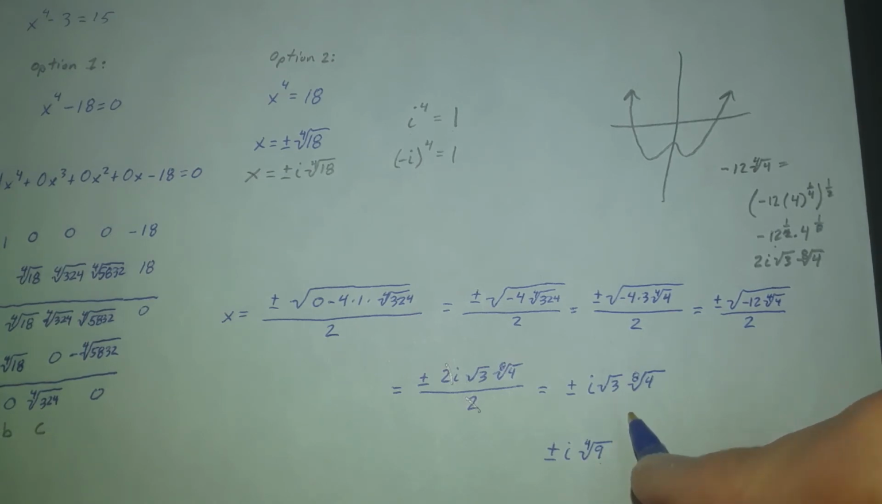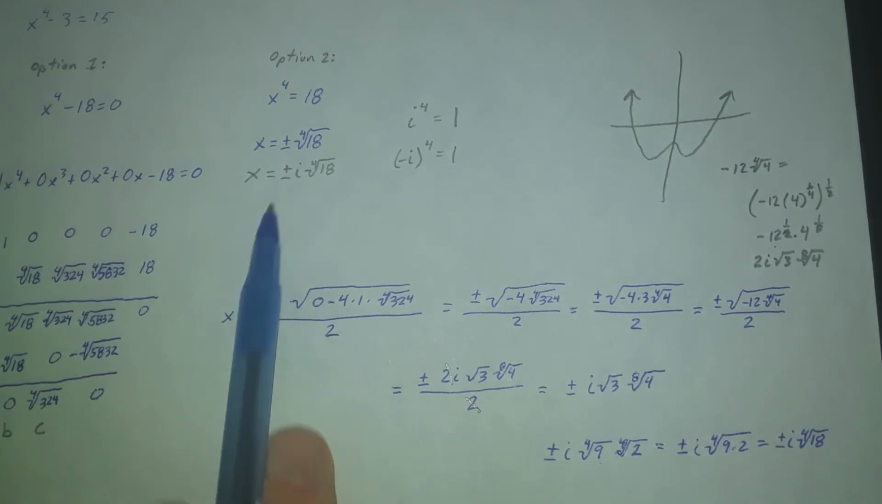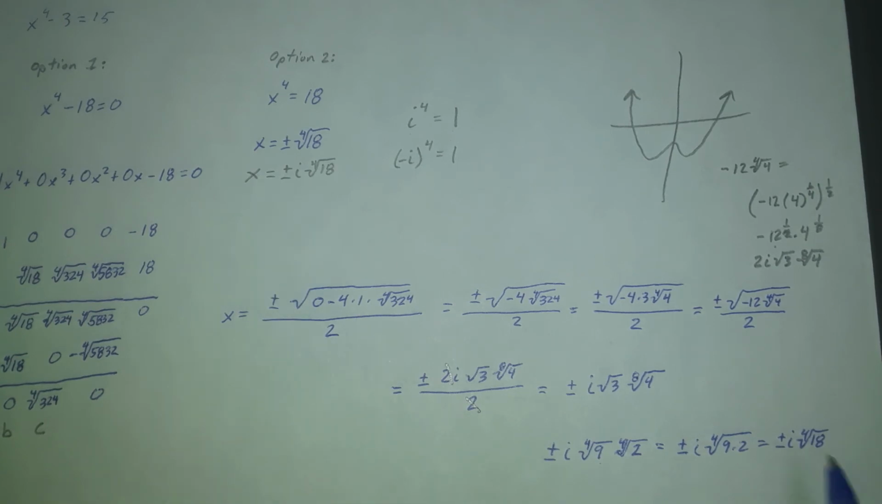And then I want to rewrite this as the 4th root of 2. So now, since these are both the same root, I can combine those as plus or minus i times the 4th root of 9 times 2, which is equal to i times the 4th root of 18. And that's what I had penciled in up here before. So these are the two roots that we were looking for.